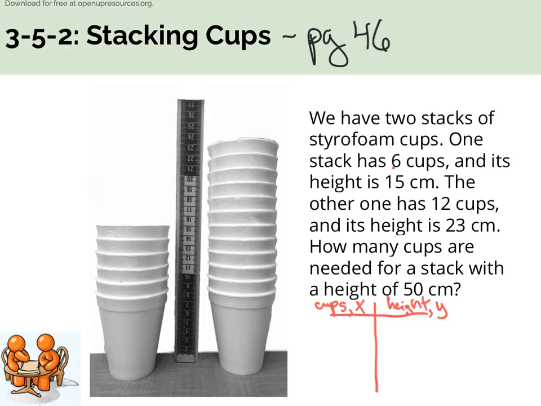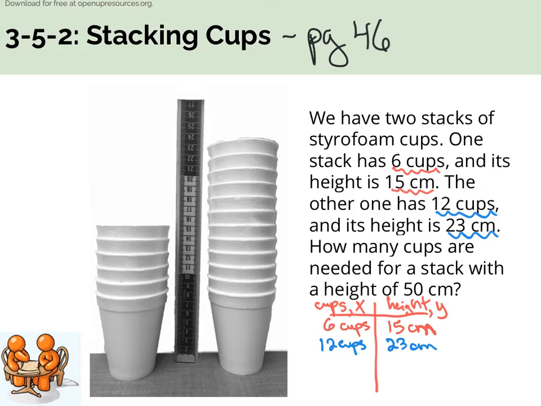First piece of information is given to us. We have 6 cups, 15 centimeters. That's this stack here, right? So we have 6 cups, 15 centimeters. Sorry, my pen's being funny today. Second piece of information, we have 12 cups, 23 centimeters. So 12 cups, 23 centimeters. And we've been talking about the constant rate of proportionality.